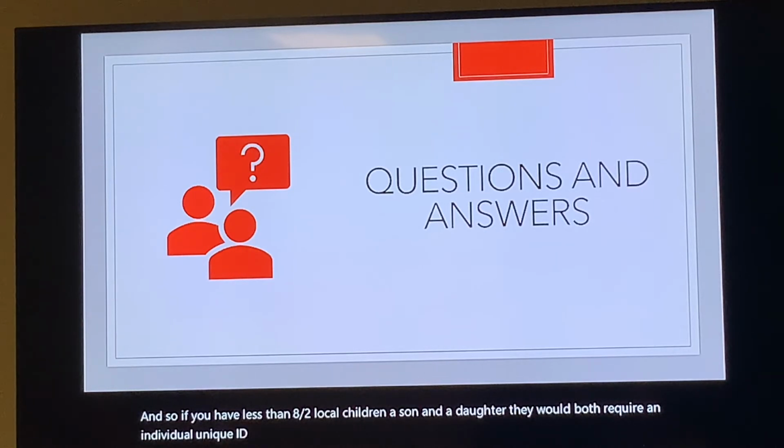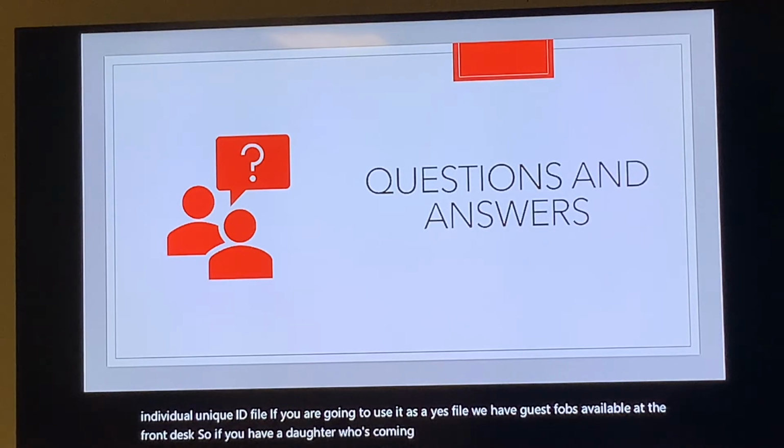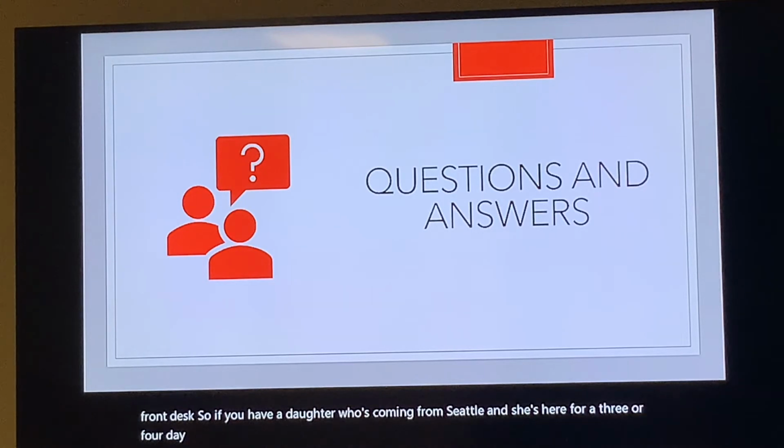If you are going to use it as a guest fob, we have guest fobs available at the front desk. So if you have a daughter who's coming from Seattle and she's here for a 3 or 4 day stay twice a year, you would be able to go and check out a guest fob at no charge.